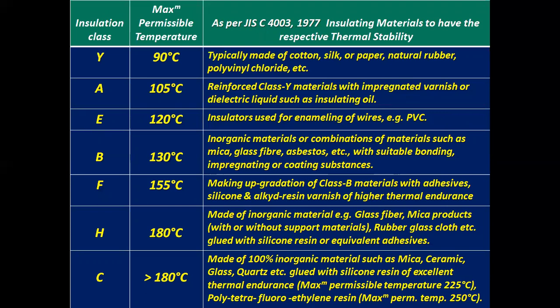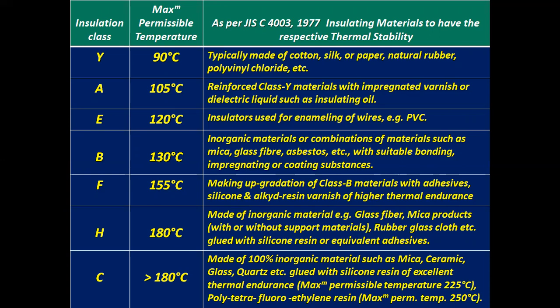Insulation class, maximum permissible temperature. As per JIS C 4003 1977, insulating materials have the respective thermal stability. Insulation class Y, maximum permissible temperature 90 degrees centigrade, typically made of cotton, silk or paper, natural rubber, polyvinyl chloride, etc. Class A, 105 degrees centigrade maximum permissible temperature: reinforced class Y materials with impregnated varnish or dielectric liquid such as insulating oil.